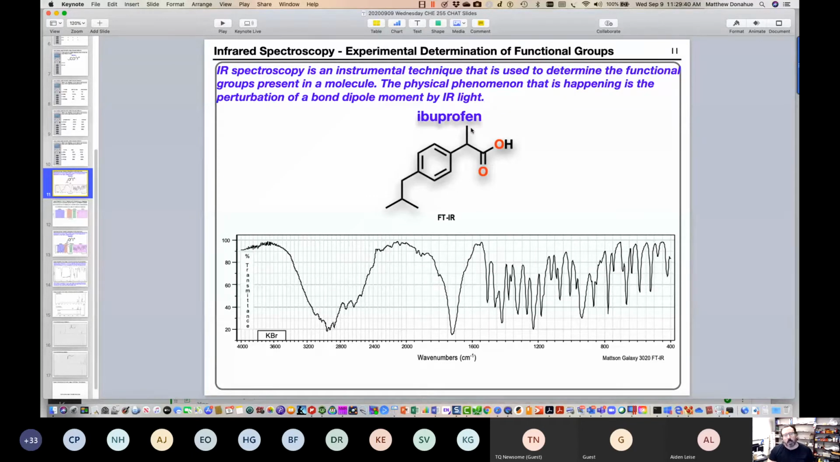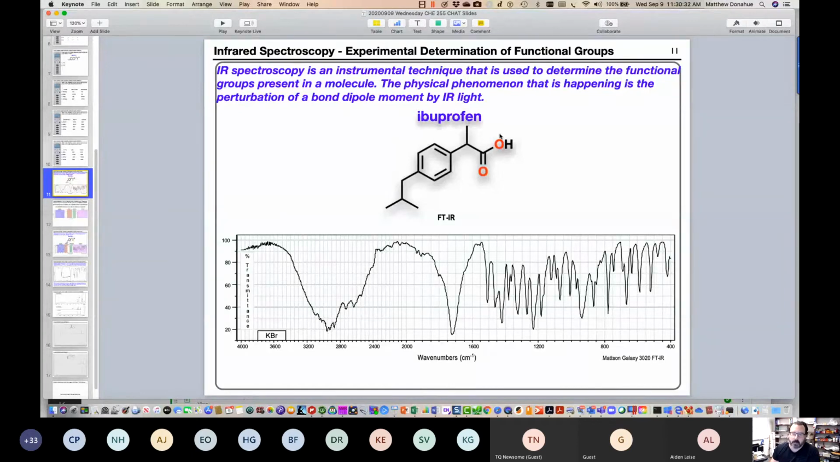So IR can tell you qualitatively what functional groups are there. The physical phenomenon that is happening is perturbation of a bond dipole moment by IR light. In the lecture screencast, I'll briefly go over the electromagnetic spectrum. A spectrum is not a continuum; a spectrum has defined starting and end points. IR light is a part of that spectrum. What you and I see now, that's visible light, right? Our eyeballs are not configured to see IR light.